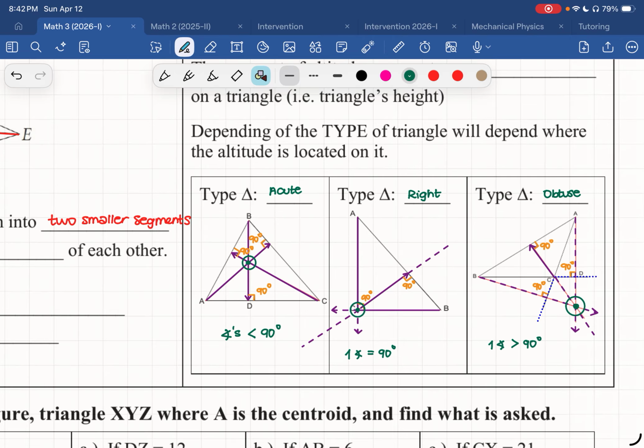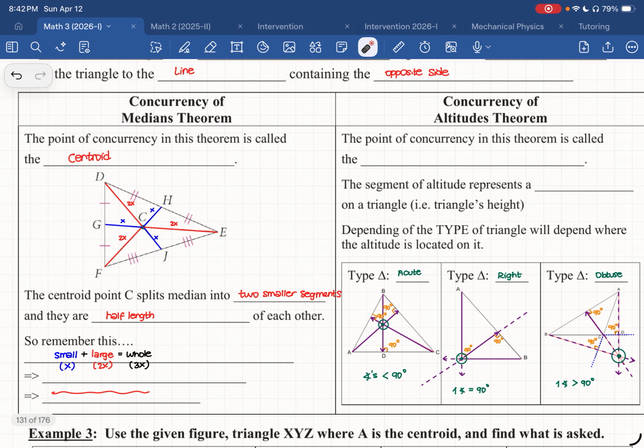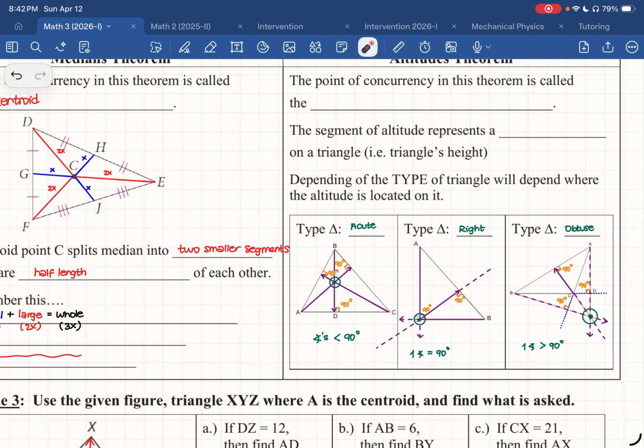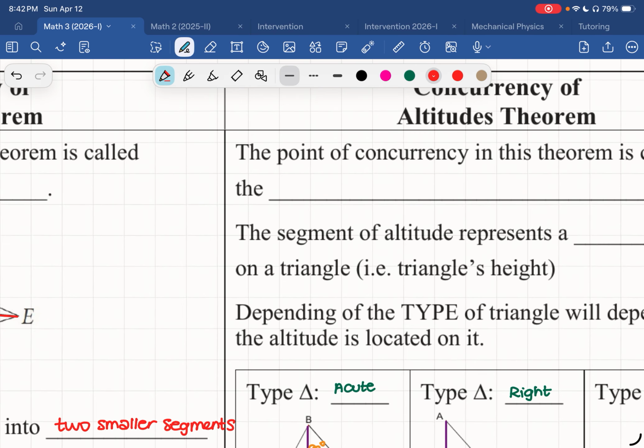And you have been saying, okay, why are you mentioning the word orthocenter? Well, in this previous theorem, we called the point in the middle the centroid. But in this case, this point over here, we're gonna call it orthocenter. So that's why I'm gonna call this one the orthocenter.